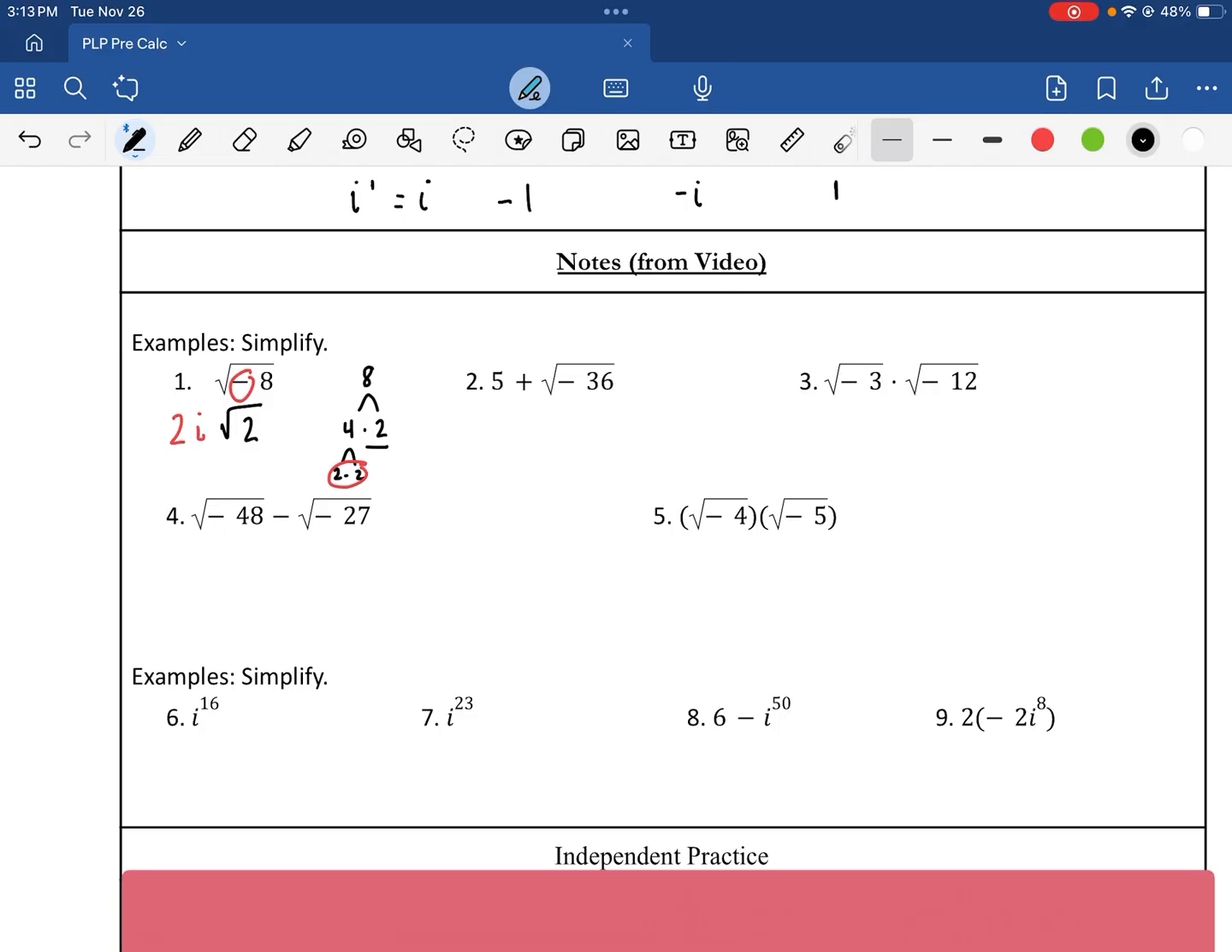Example 2, we've got 5 plus the square root of -36. The square root of 36 is 6. So the square root of -36 is just going to be 6I.